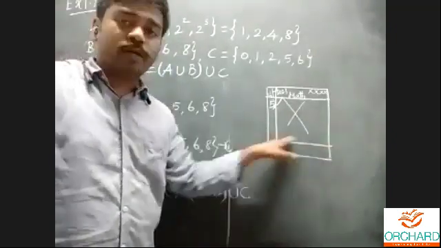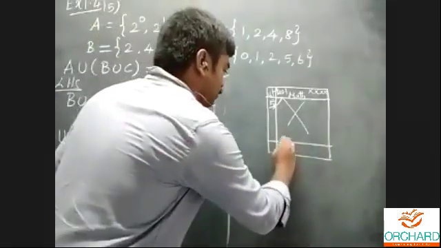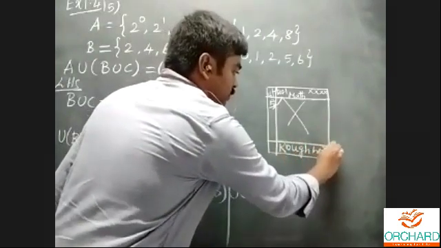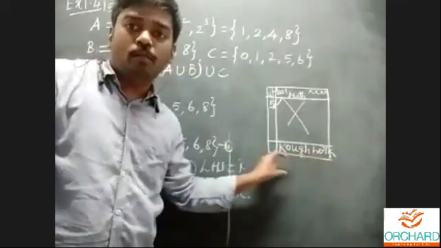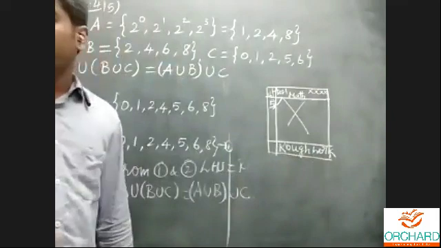Rough column in the bottom of the paper. This is the rough column. This is the rough work. At the bottom of the paper, you can draw a line, and you can do the presentation.